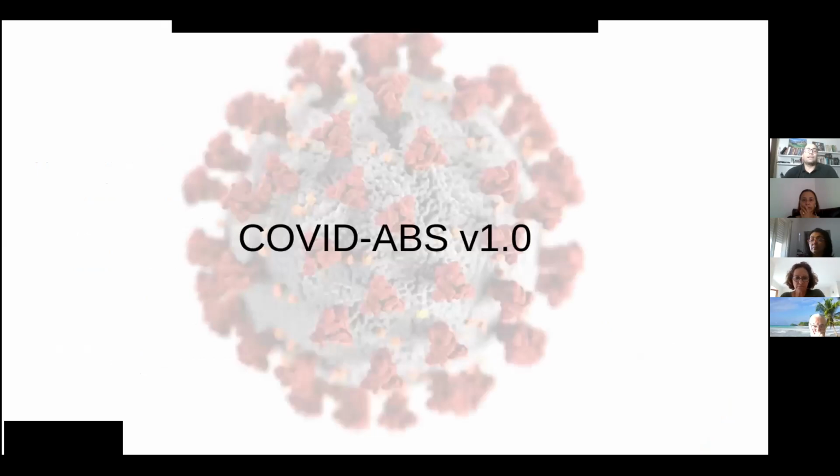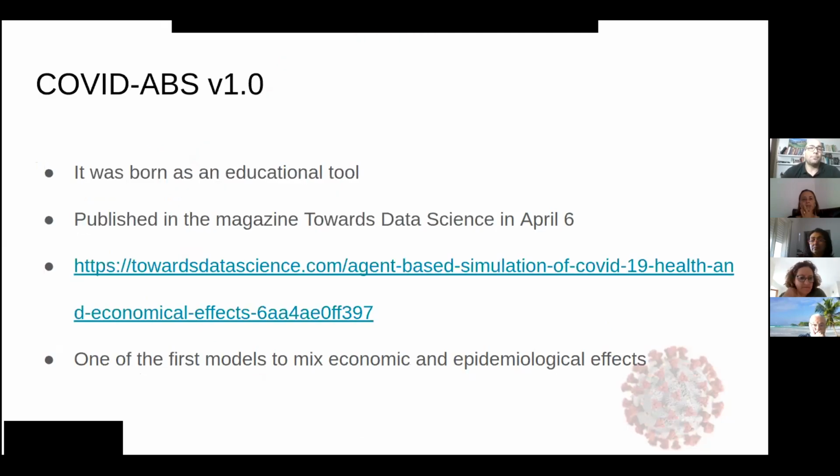So let's talk about our framework, COVID ABS, the first version. Well, this tool was born as an educational tool. It was published in Towards Data Science at Medium. I don't know if you know the Medium platform. It was published on April 6th. So this is the link of this first publication.